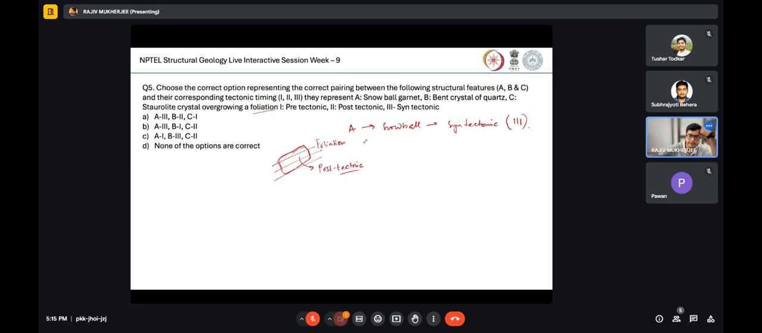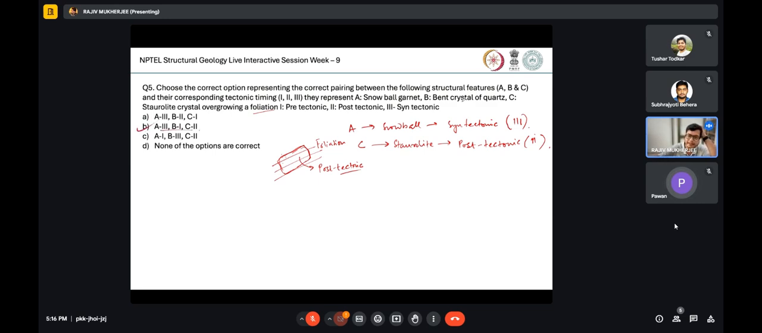So C, staurolite, it is post-tectonic, which means C is 2. So A3, B2, A3, C2. Which option is correct? Option B, exactly.